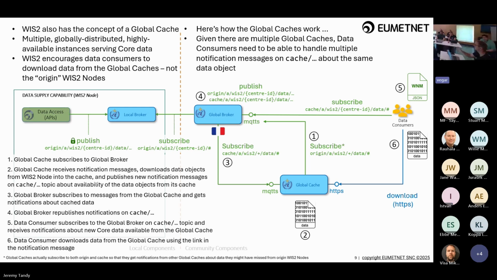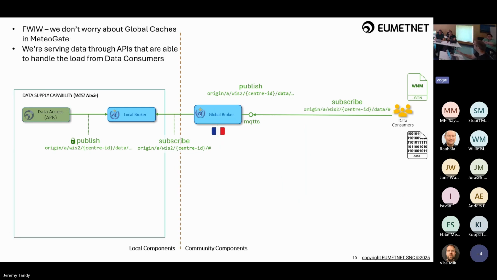So, yeah, given you were one step ahead on the presentation, I clicked anyway, given that there are multiple global caches. For what it's worth, we don't worry much about that in MeteoGate because we're expecting to be accessing data services and a lot of our data is going to be recommended. Just be aware that data is going to be picked up and shoved around on the global caches as well. It is what it is, right? Because in WMO, core data is free and unrestricted and available to everybody in the world.